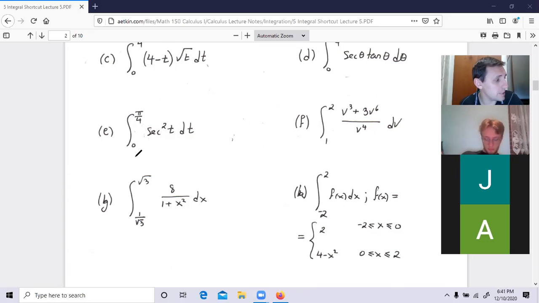what's the antiderivative of secant squared? I just know it's tangent. So it's tangent of t evaluated from 0 to pi over 4. Tangent at pi over 4 is 1, tangent of 0 is 0. So the answer is simply 1 for E.